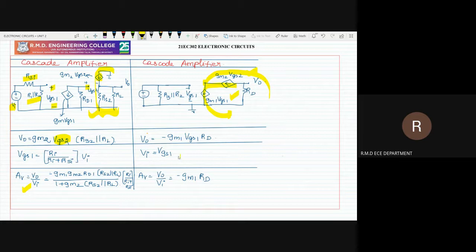Similarly, here for the cascode amplifier, your Vi will be equal to VGS1. So hence V0 by Vi will be equal to minus gm1 into RD. So that's all about your cascade and cascode amplifiers. Both amplifiers come under the category of multi-stage amplifiers.